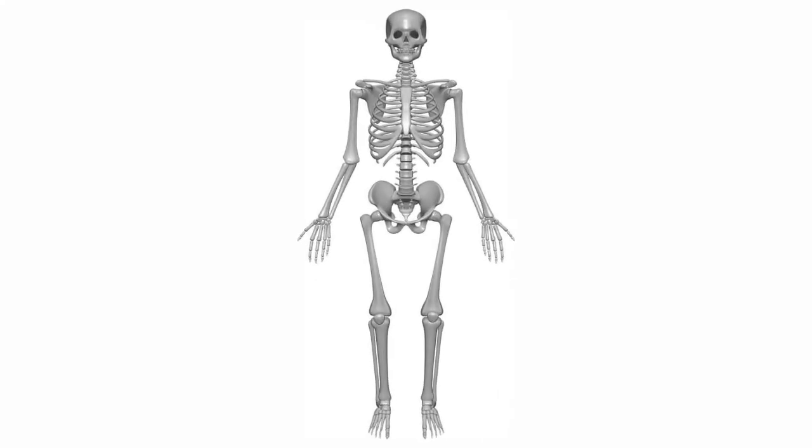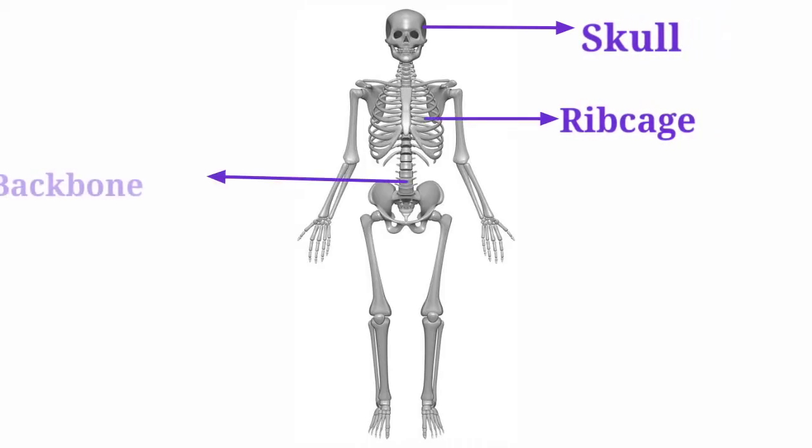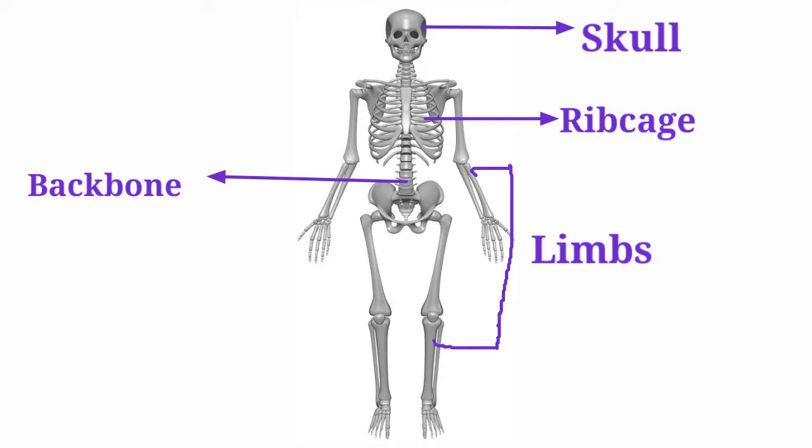Now understand, children, the important parts of the human skeleton. See this picture. The human skeleton consists of 4 basic parts: the skull, rib cage, backbone and limbs. In limbs, there are upper limbs related to the hand and lower limbs, that is your hind limbs, related to the leg. So we learn details about all these parts.